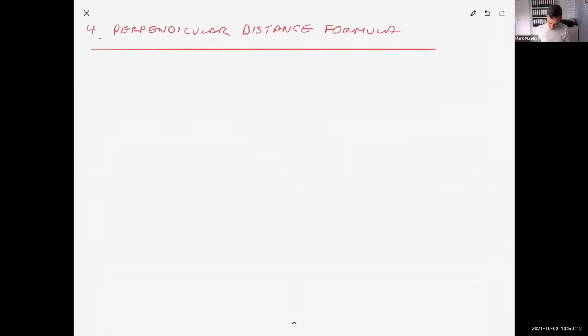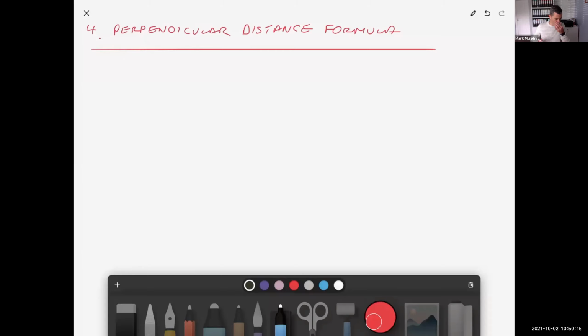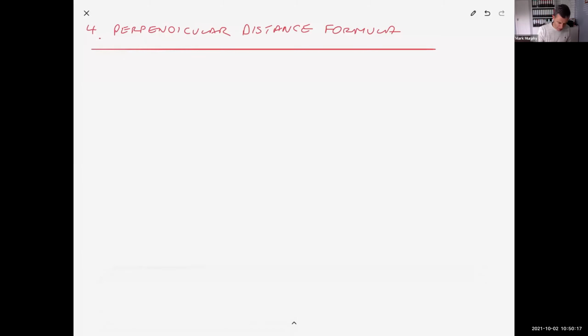4 is the perpendicular distance. I'll write it out. Okay. So what does that mean? It's just a formula. Again, did it come up last year? It came up in last year's paper, this one.